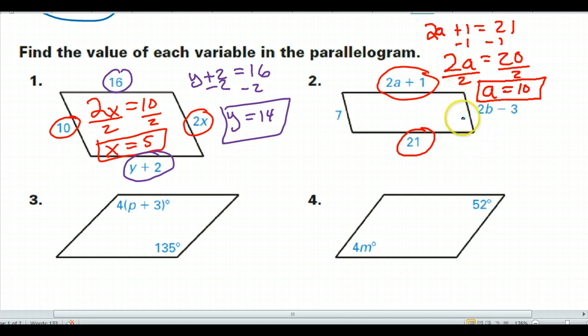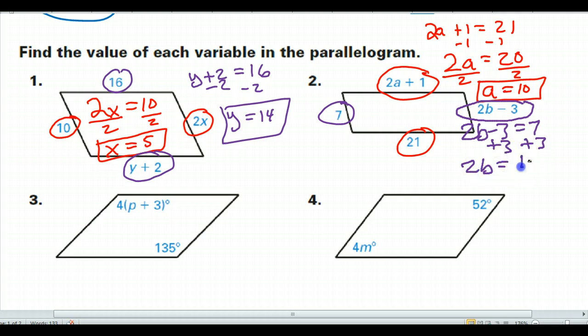Okay, almost everybody. And then the same thing, once again, opposite sides are congruent. So 7 and 2b minus 3 should be equal. So everyone should have gone 2b minus 3 equals 7. You added 3 to both sides. That means 2b equals 10. Dividing by 2 gives you b equals 5. So a equals 10, b equals 5. Are we good? How we do?